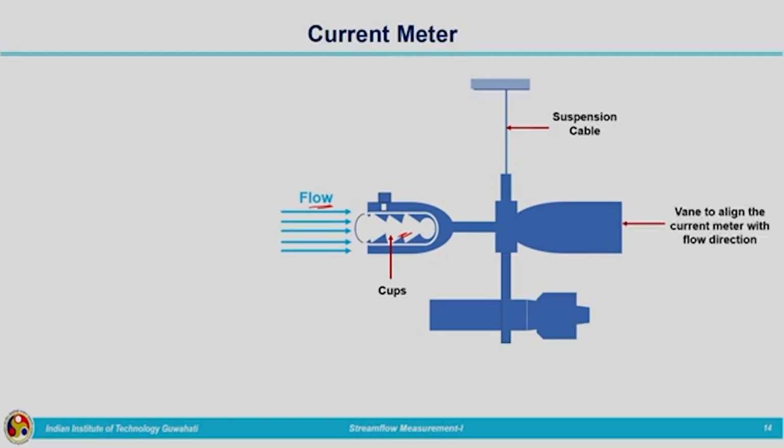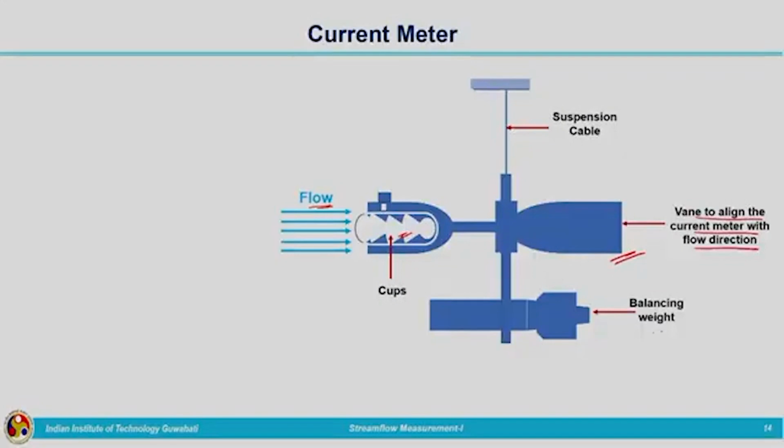On the other side of the current meter, there is a vane present to align the current meter with the flow direction. This is the vane which is there in the current meter. The main purpose of this vane is to align the current meter in accordance with the flow. That is why this vane is always made of some streamlined body, some shape similar to that of a fish. That type of streamlined structure is provided for this vane, and this will align the current meter in the proper position with the stream flow.